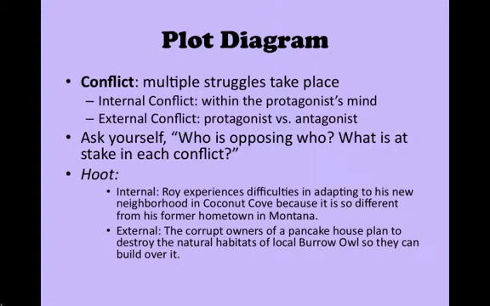In Hoot, we have an internal conflict. This is when Roy experiences difficulties in adapting to his new neighborhood in Coconut Cove, because it is so different from his former hometown in Montana. And we also have an external conflict. The corrupt owners of a pancake house plan to destroy the natural habitats of local burrow owls so they can build over it.